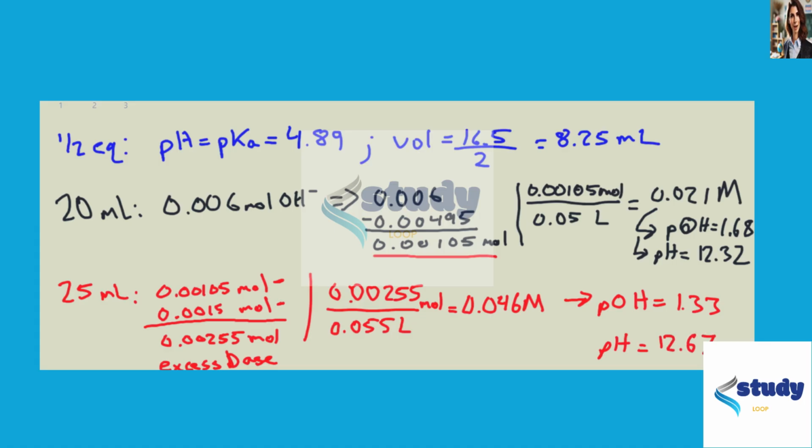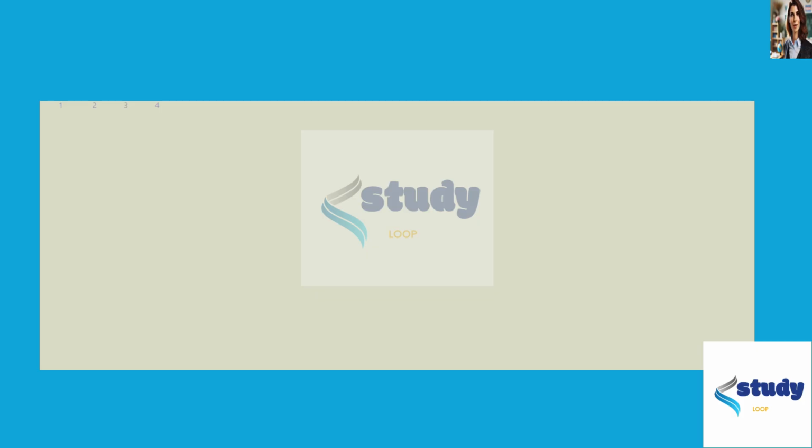So we're finally ready to plot the whole titration curve. So let's draw our axes. That was horrible. It's not a straight line. So we're going to have volume of base. We're going to have pH. And we want to go from about 0 to 25.